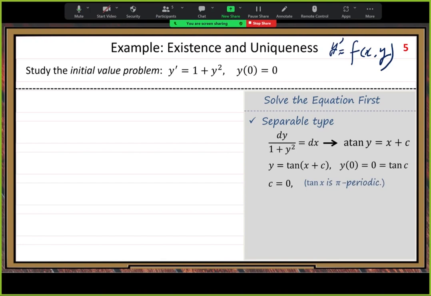Pi is the period. That means if you add pi, we get back to the same value, as if you do not add anything. When you add pi or any multiple of pi, you can drop it by the period property. So we only need to consider 0, because when you add a pi or multiple, you take it away. So we only have this 0 case. So we write the solution y equals tangent of x. Now let's apply the theorem.